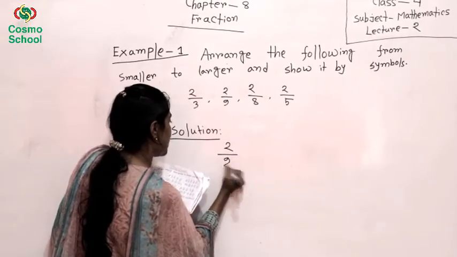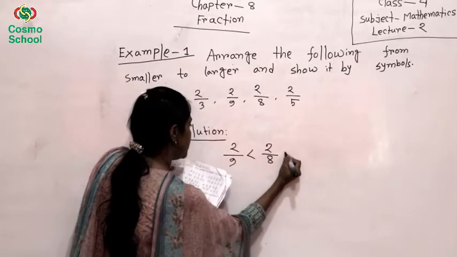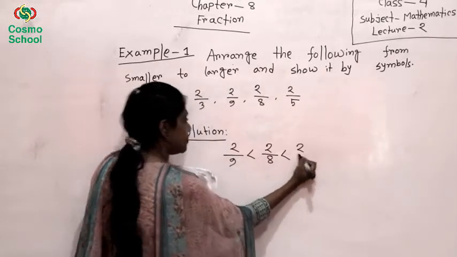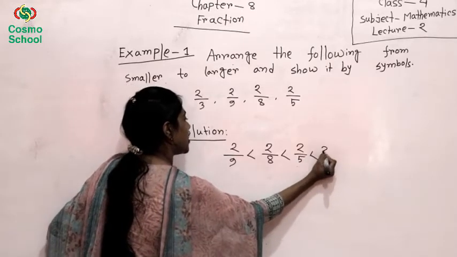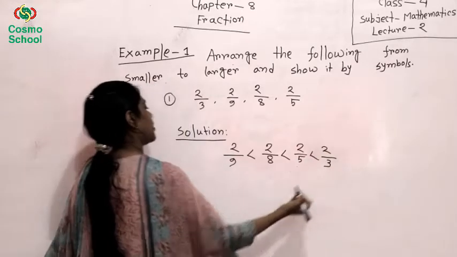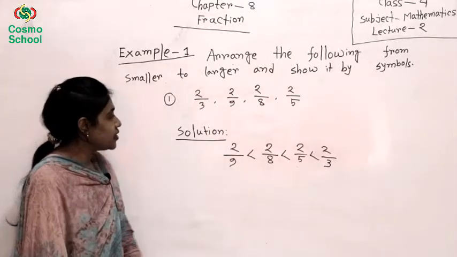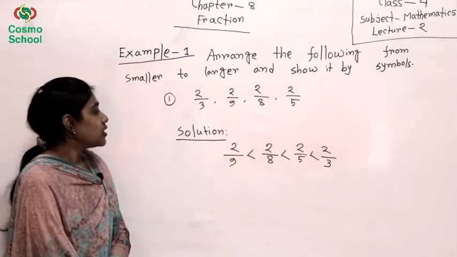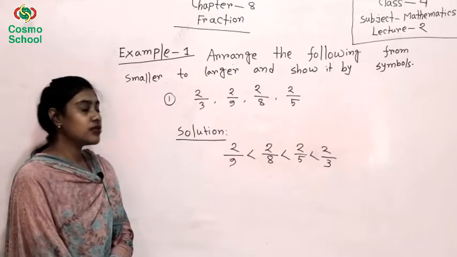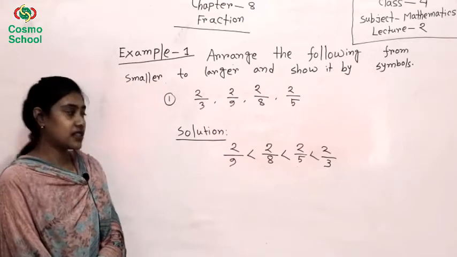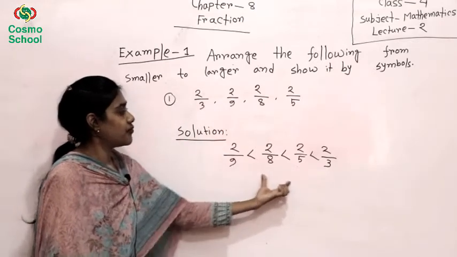2 divided by 9 is smaller than 2 divided by 8, is smaller than 2 divided by 5, is smaller than 2 divided by 3. Because in here the numerators are the same, the fraction whose denominator is smaller is the larger fraction. So I can arrange this math this way.